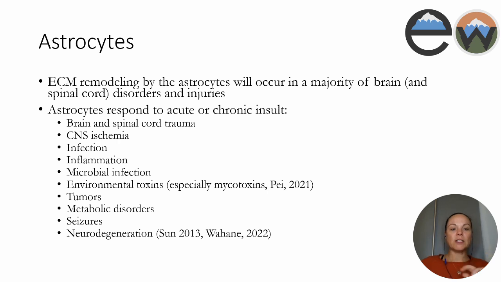Okay, so here's the important slide. We got here, and we're only about half done. Sorry. So astrocytes, with the extracellular matrix remodeling, the astrocytes are going to take over that role in a lot of brain and spinal cord disorders and injuries. And again, it can become pathological rather than helpful at a certain point.